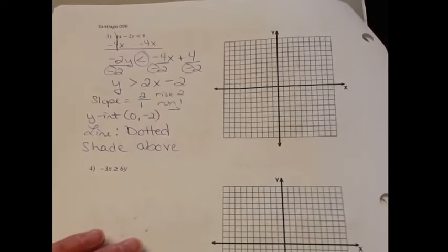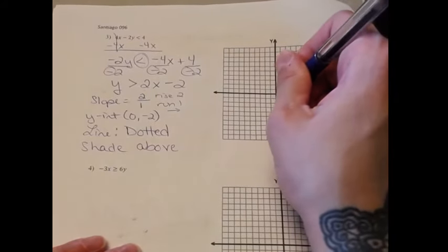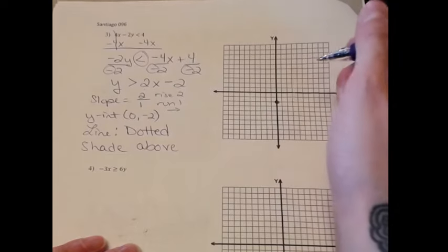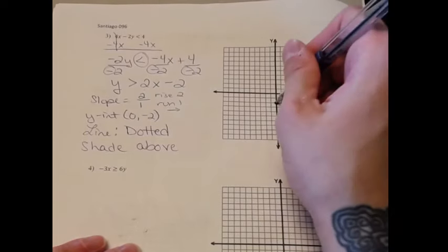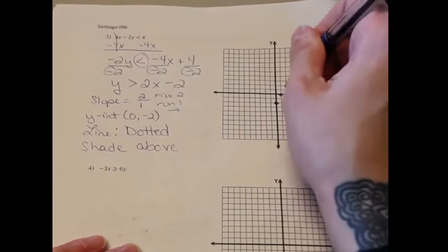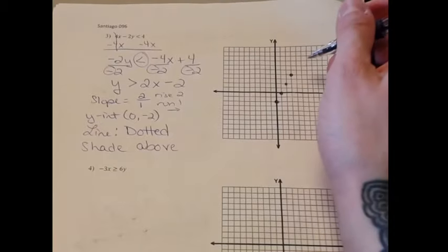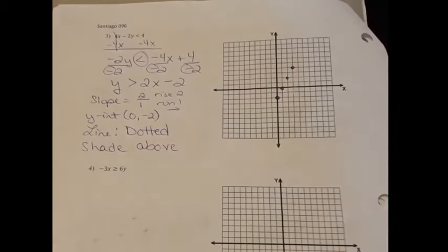All right, let's graph it. Start with our ordered pair, 0, -2. Here we go. Rise 2 units, run 1. Let's do it again. Rise 2, run 1. So now we are going to connect these dots with a dotted line.